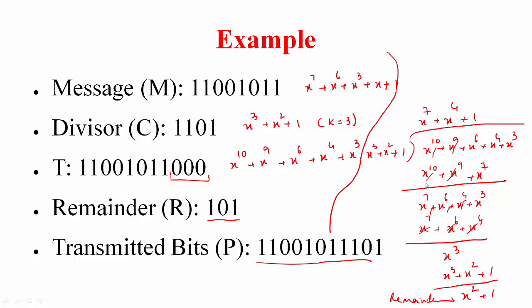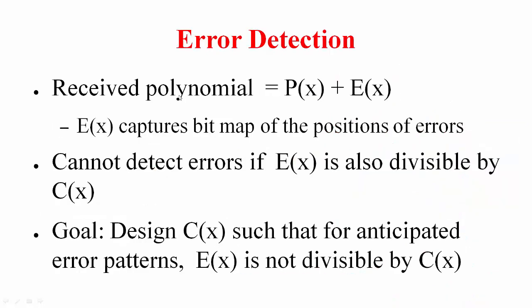By the way, this division was done using modulo 2 arithmetic, so addition and subtraction turned out to be the same. So here is the error detection capability of CRC. If there were an error, what you receive will be the transmitted polynomial plus the error polynomial, where this error polynomial captures the bitmap of the position of errors. So in those positions where there is a 1 in E are the places where the bits got flipped in the transmitted bits.